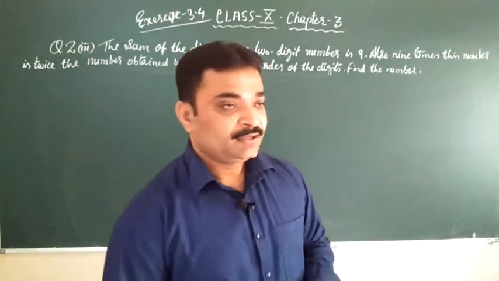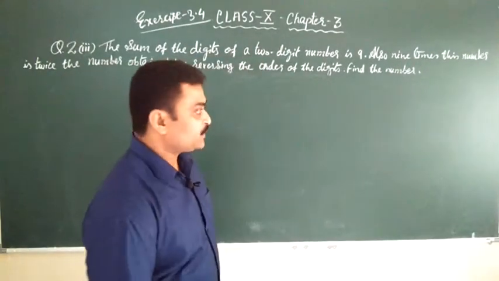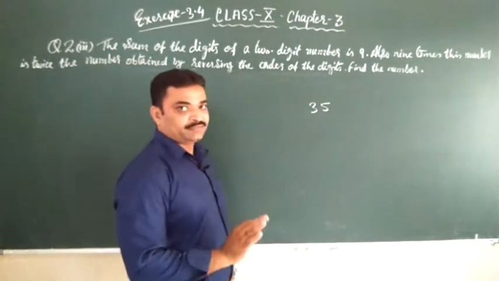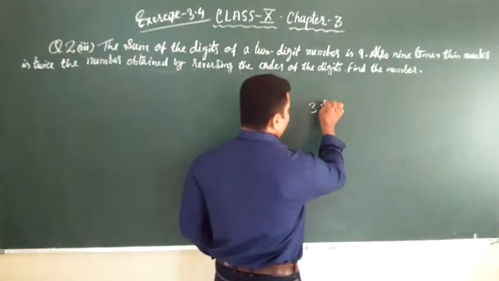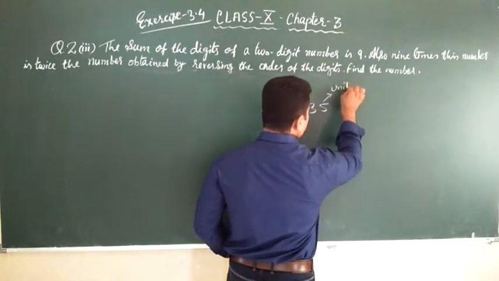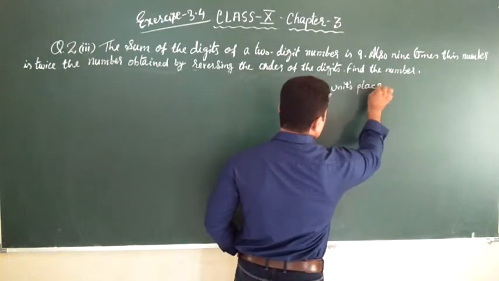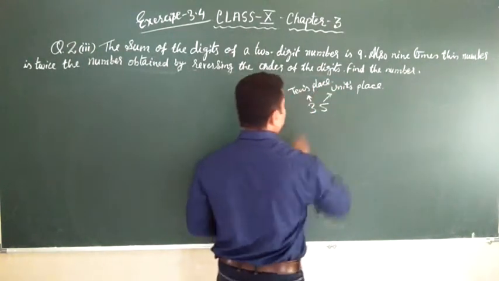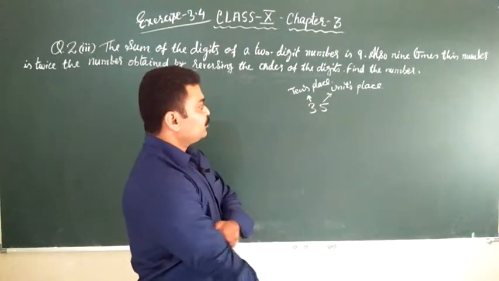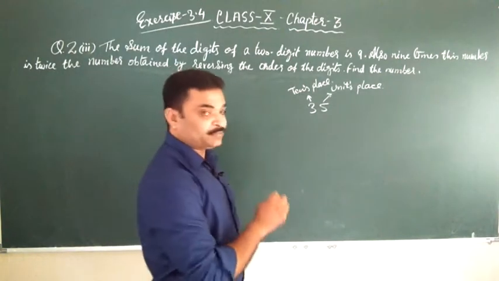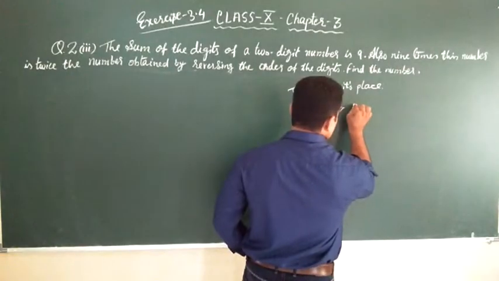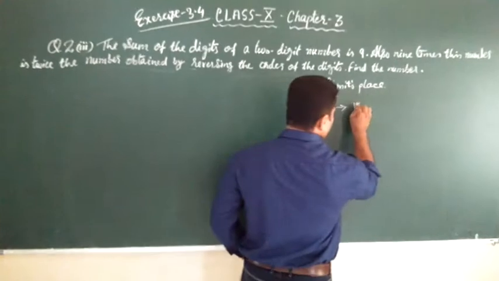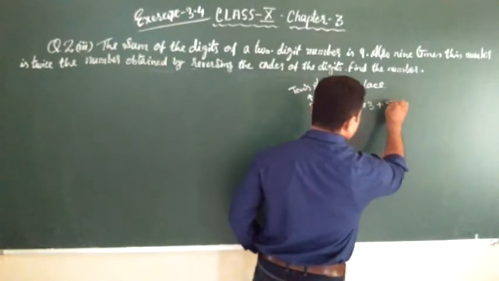9. 2-digit number. Students, say one thing. Suppose I am writing 35. 35 is a number. Here 5 is the units place and 3 is the tens place. Now, if we expand this number, what do we write? Since 3 is in the tens place, we will write 10 into 3 plus the units digit.